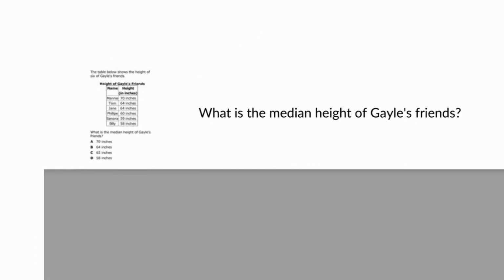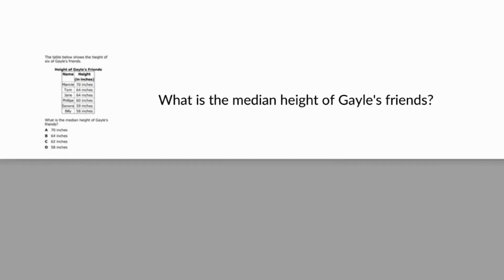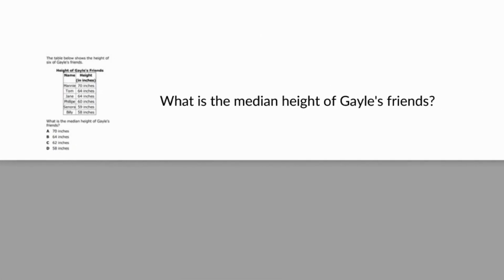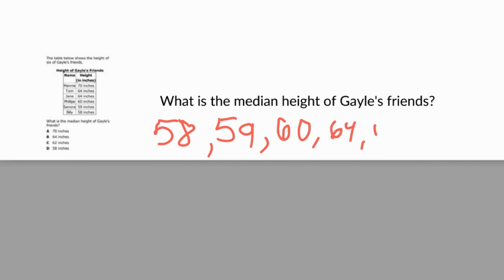Remember, median is the middle number. Remember, it's our middle number when you list the numbers from least to greatest. So I'm going to look at the list. What's my smallest number? My smallest number is 58. My next number is 59. Then it's 60. Then we see 64. We see 64 twice. Then I have 70.